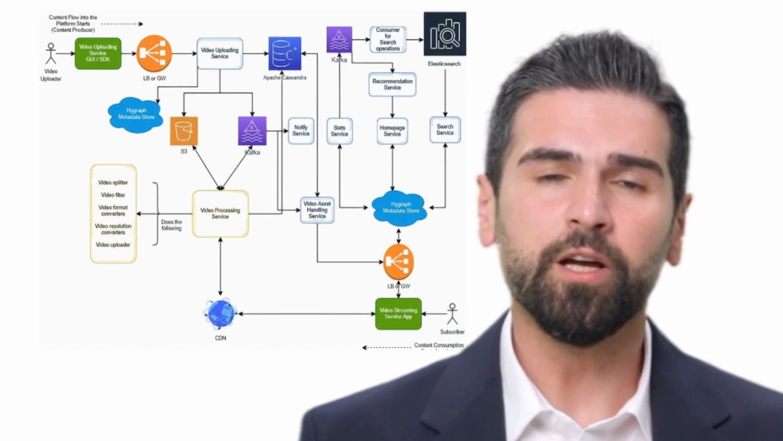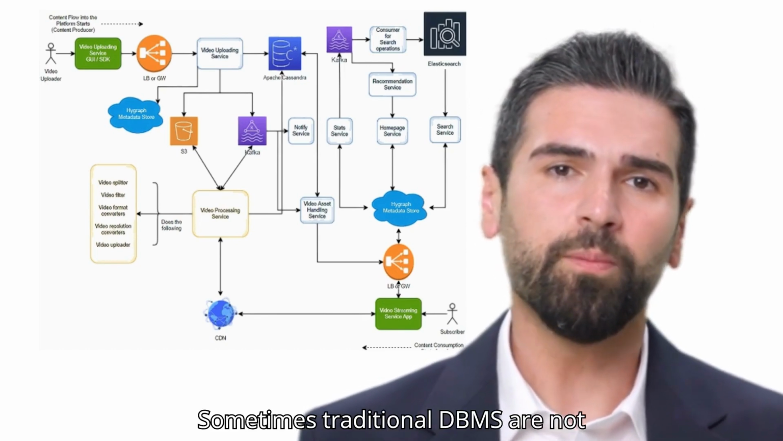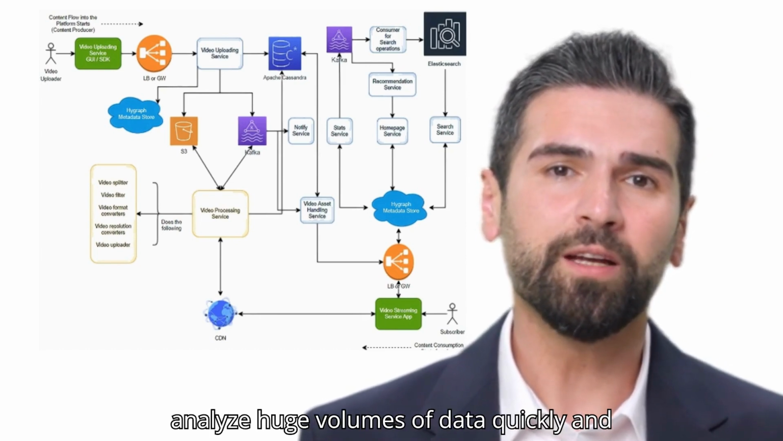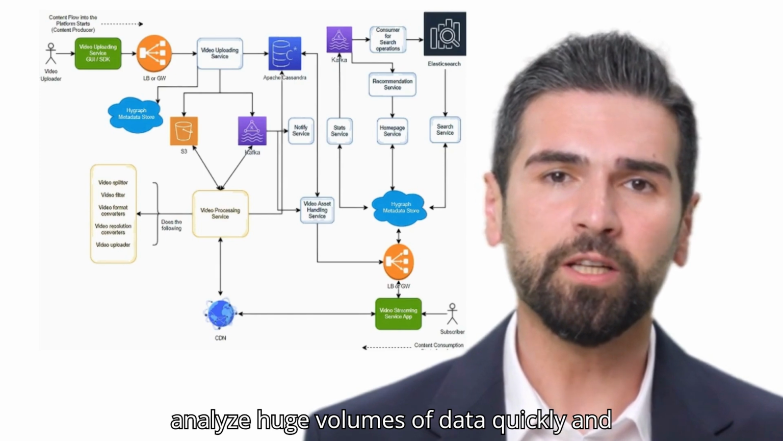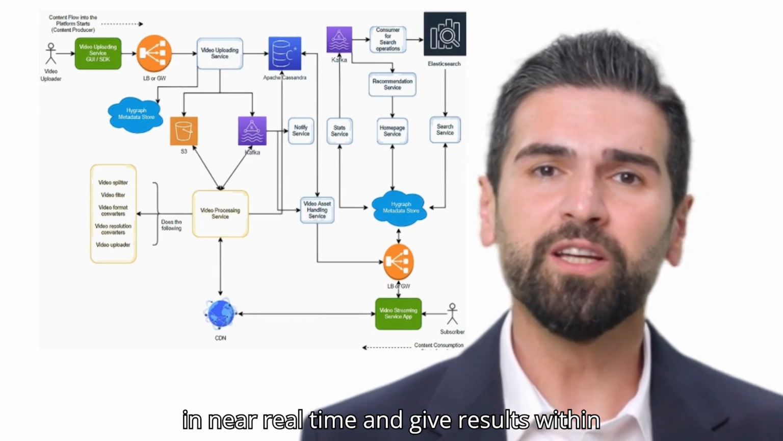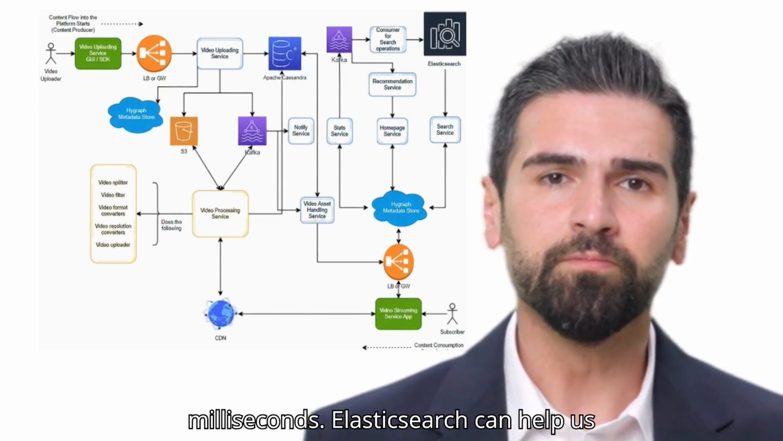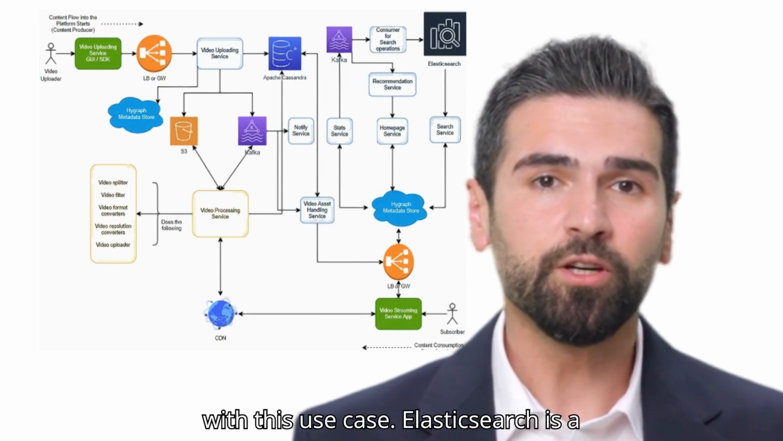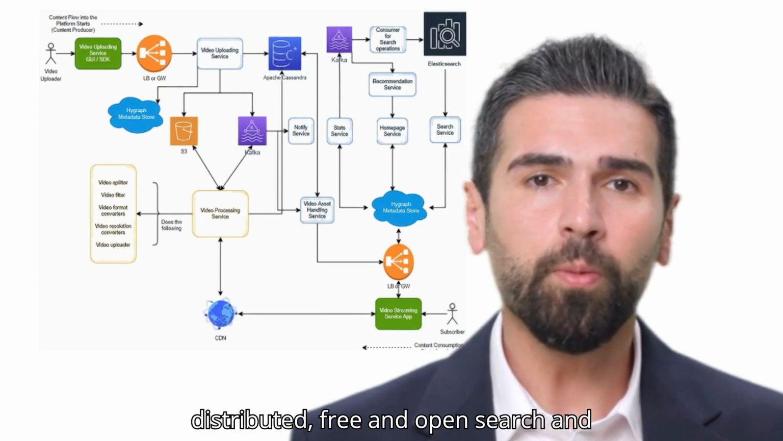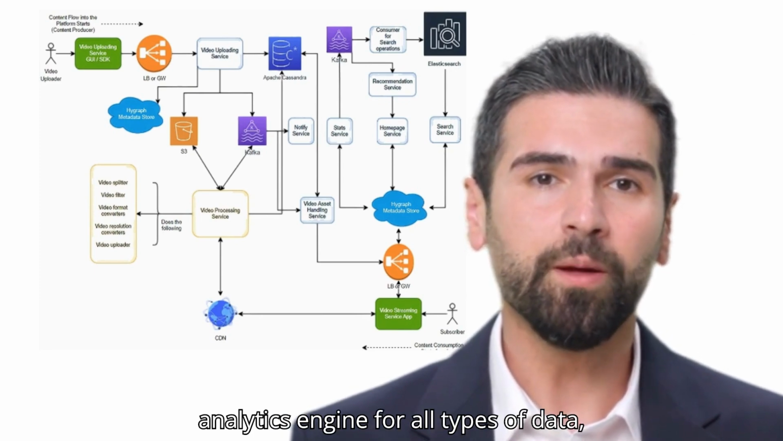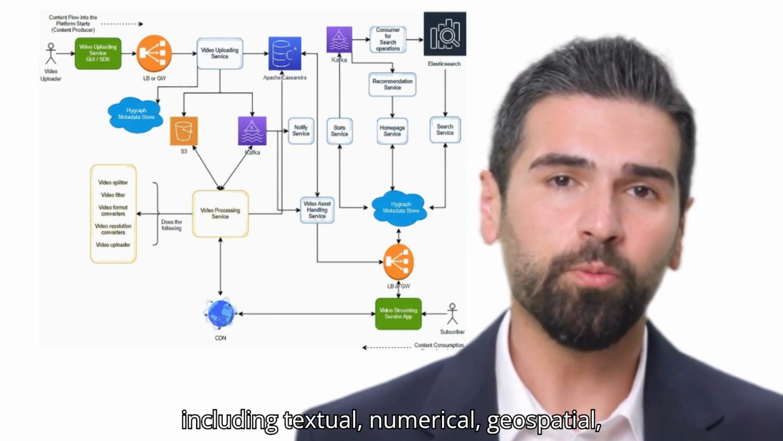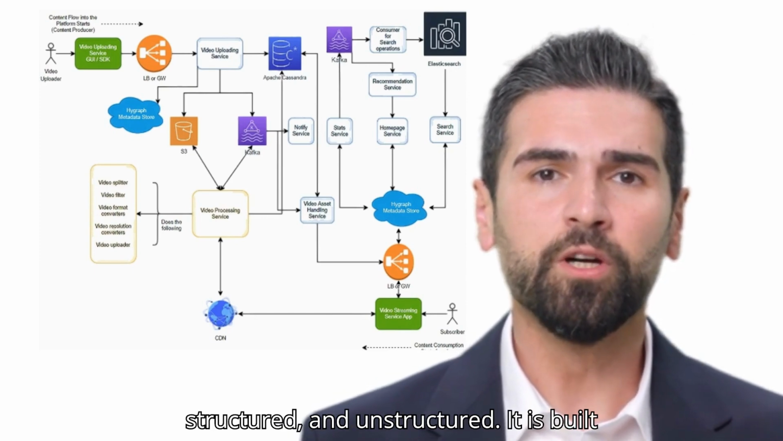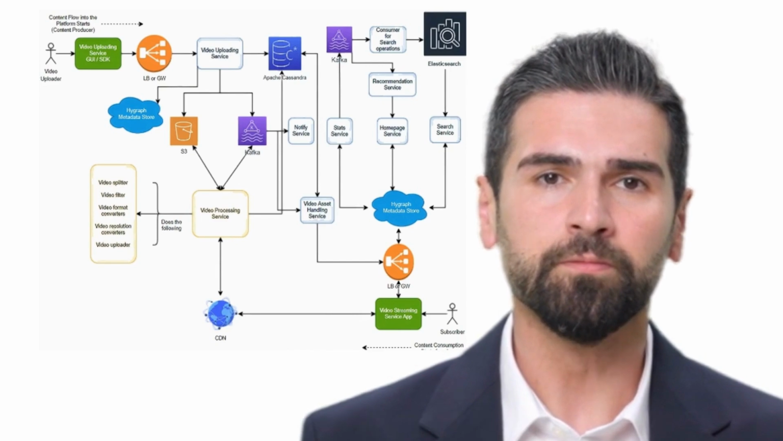Searching. Sometimes traditional DBMS are not performant enough. We need something which allows us to store, search, and analyze huge volumes of data quickly and in near real time and give results within milliseconds. Elasticsearch can help us with this use case. Elasticsearch is a distributed, free and open search and analytics engine for all types of data, including textual, numerical, geospatial, structured, and unstructured. It is built on top of Apache Lucene.